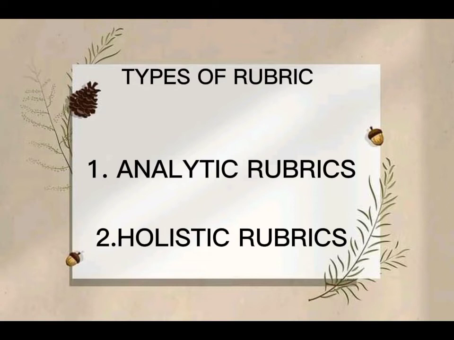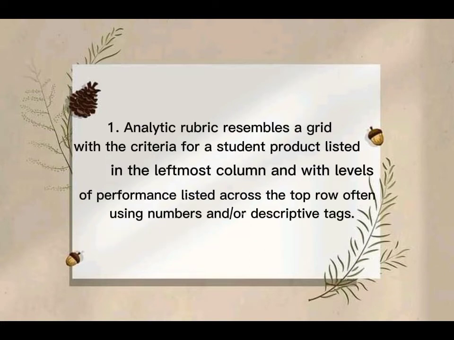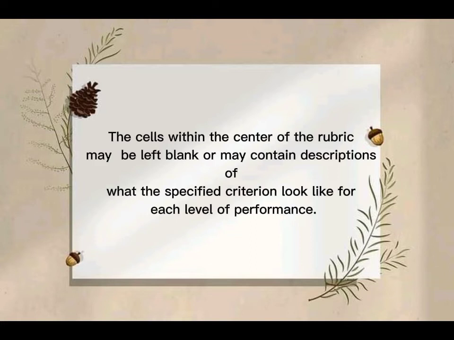There are two types of rubric: the analytic rubrics and the holistic rubrics. The first one is the analytic rubric. What is an analytic rubric? An analytic rubric resembles a grid with the criteria for a student product listed in the leftmost column and with levels of performance listed across the top row, often using numbers and/or descriptive tags. The cells within the center of the rubric may be left blank or may contain descriptions of what the specified criterion looks like for each level of performance.